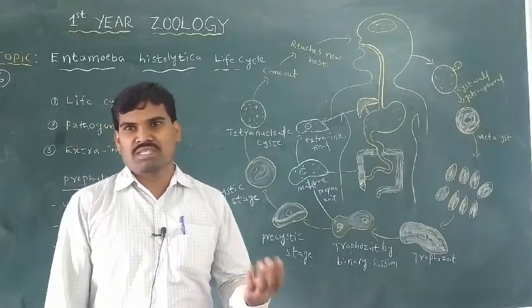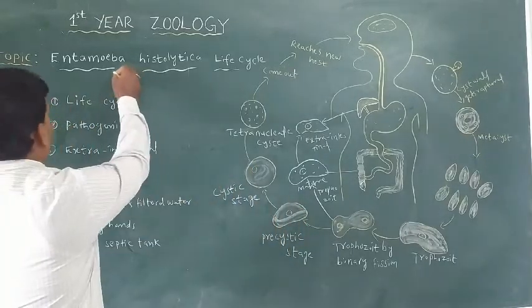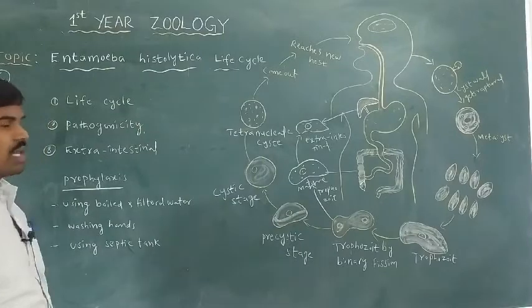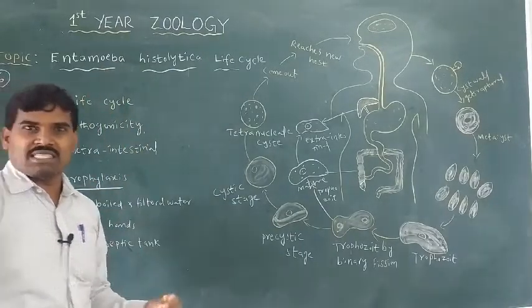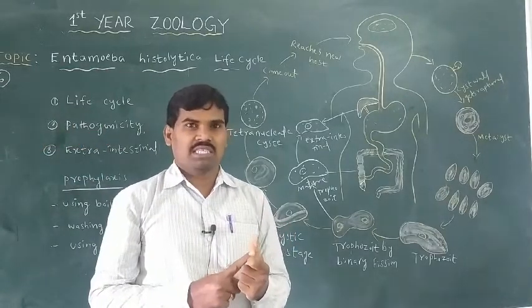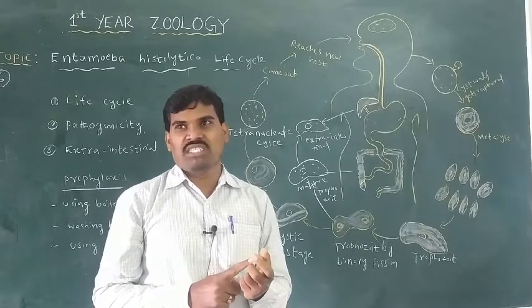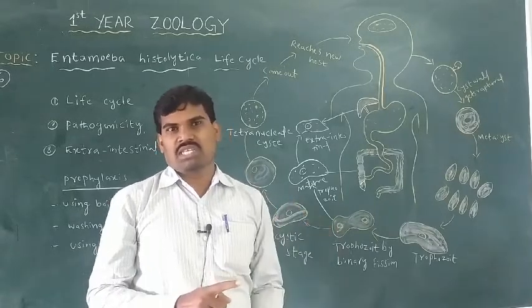Already discussed in the previous class. Now we are going to discuss the Entamoeba histolytica life cycle. How many distinct stages? Three distinct stages. First one, trophozoite stage. Second one, precystic stage. Third one, cystic stage. One by one.